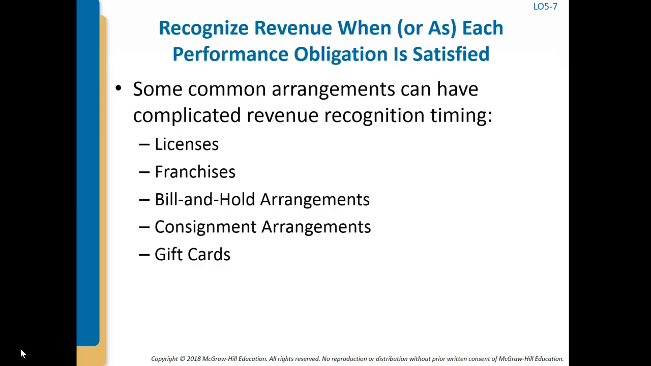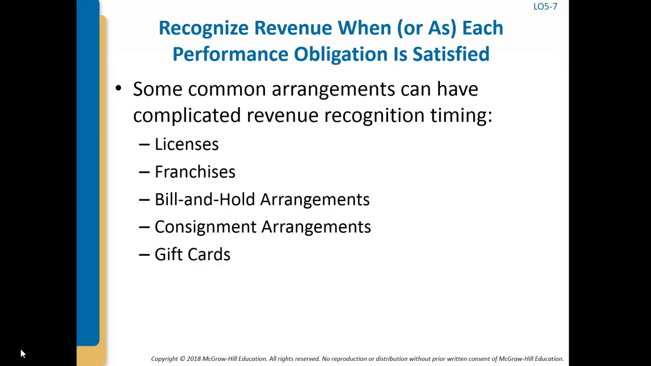Licenses allow the customer to use the seller's intellectual property. Licenses of functional intellectual property transfer a right of use of the seller's intellectual property. The seller's activities during the license period are not expected to affect the intellectual property being licensed to the customer. Think of a music download. In that case, revenue is recognized at the start of the license period when the right is transferred.